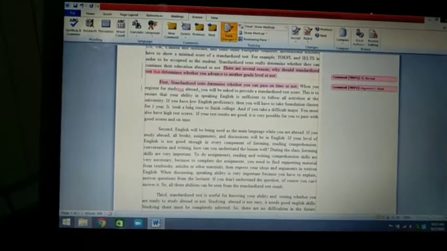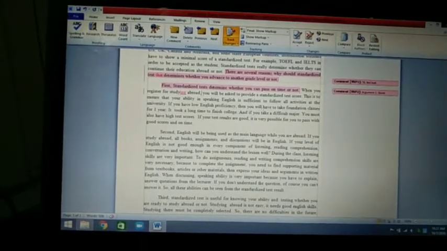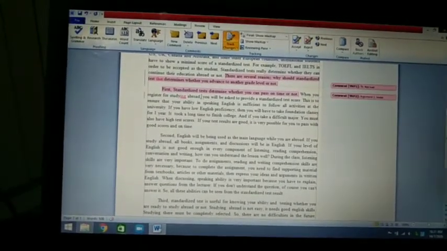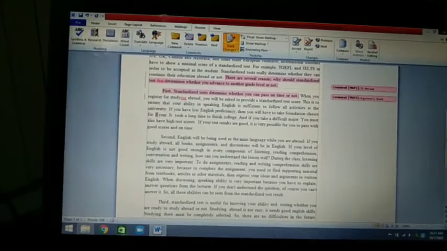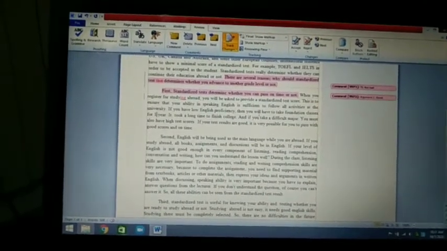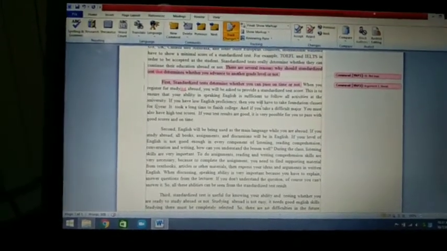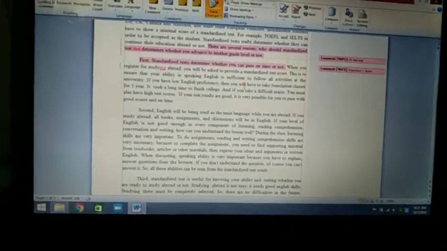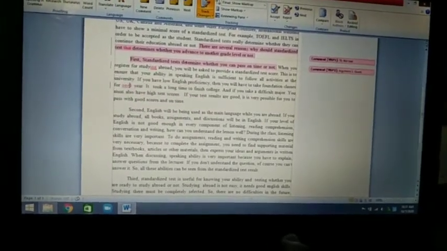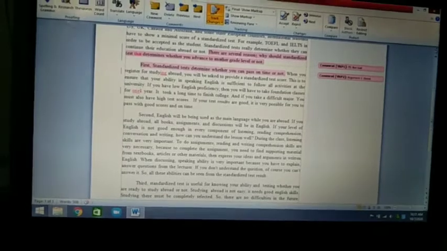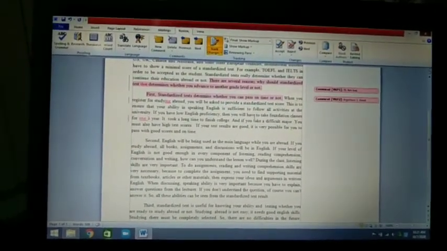Okay. If you have low English proficiency, then you will have to take foundation classes for 1 year. For a number that is less than 10, we need to write it by letters like this. Okay.